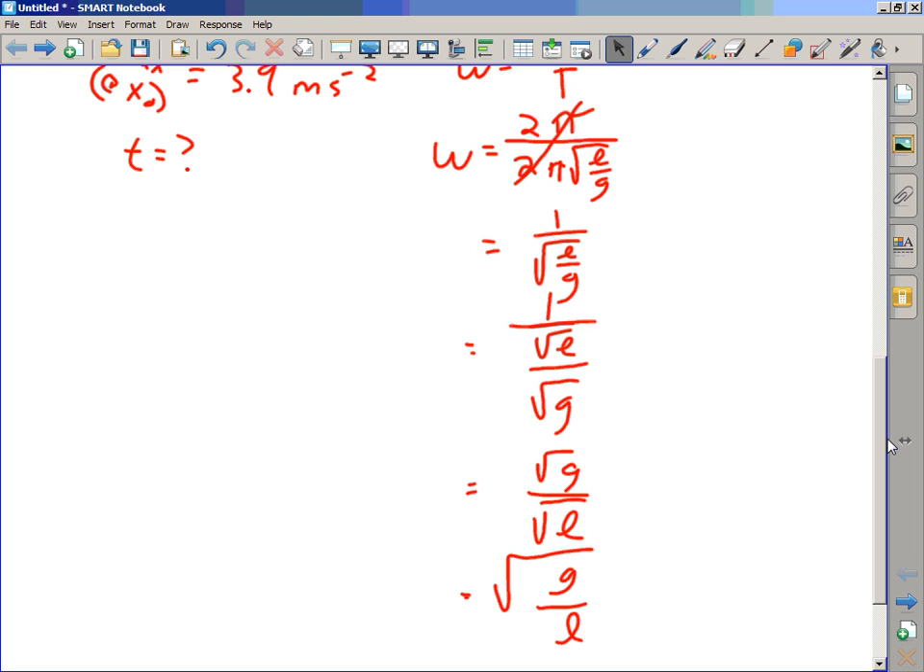There's kind of a list of what I did there. If you memorize one of them, like if you memorize omega for a pendulum equals square root of g over l, you can work backwards. Or if you memorize period equals 2 pi square root of L over G, work that method. Just memorize one of them and be done with it. By the way, you're going to have to do that with a spring also.